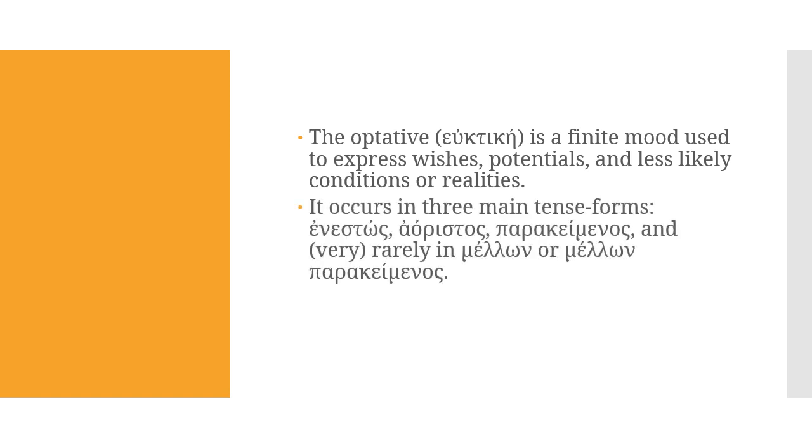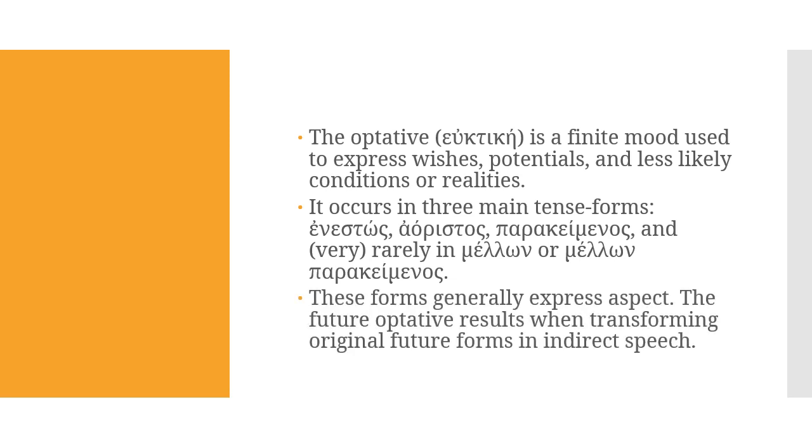It occurs in three main tense forms, the present, aorist, and perfect, and it also very rarely occurs in the future or future perfect. These forms generally express aspect, not time, as we've seen with other non-indicative moods. The future optative results when transforming original future forms in indirect speech. So that's the third use of the optative, which we'll deal more fully with in a separate lecture. But that's why we don't see very many future or future perfect optatives, and for the same reason you don't see very many other forms.